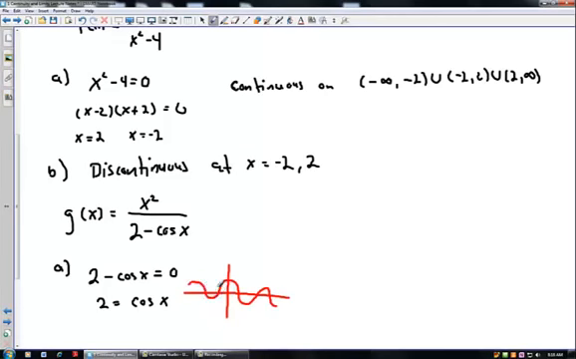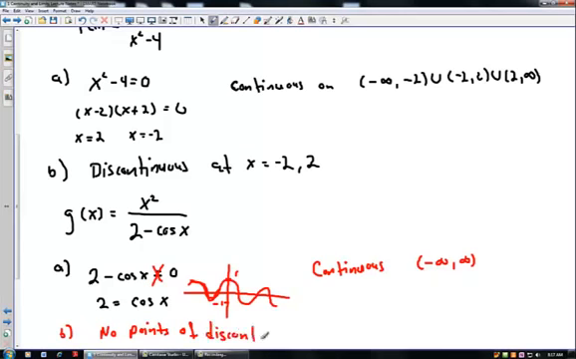and positive 1, because it looks like this. This should be the same height down here. So it goes between height 1 and height negative 1. And so cosine of x is never 2. What that means is this is never equal to 0. So this is continuous everywhere. Since the denominator is never equal to 0, it's going to be continuous on minus infinity to infinity. And then for part B, the points of discontinuity, there are no points of discontinuity for this one.